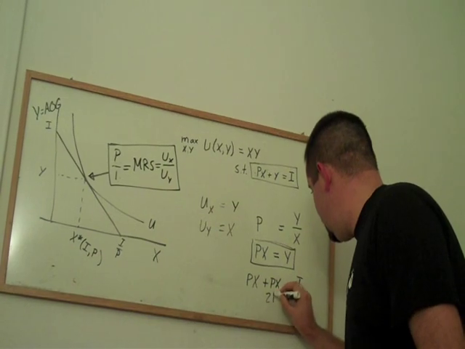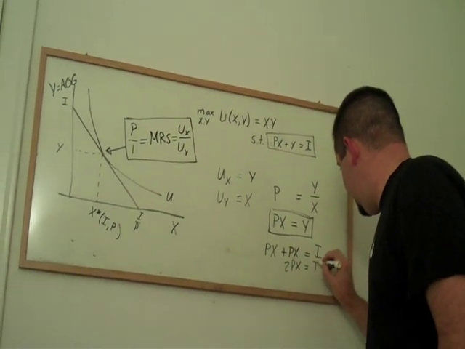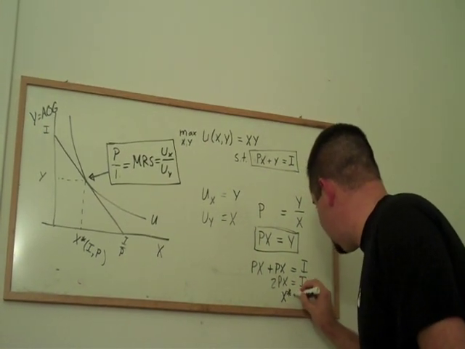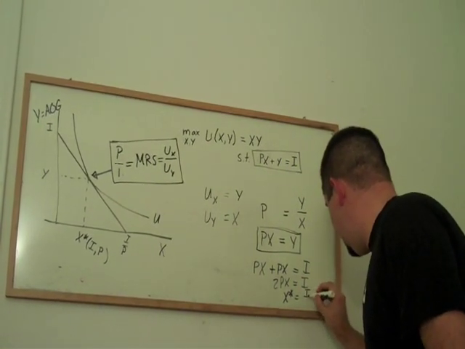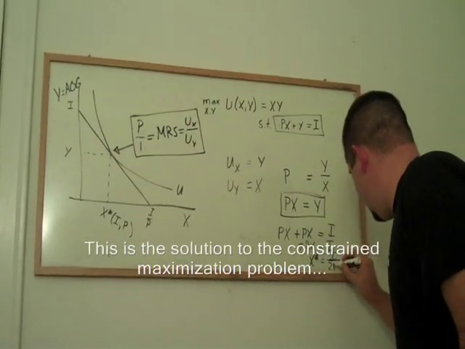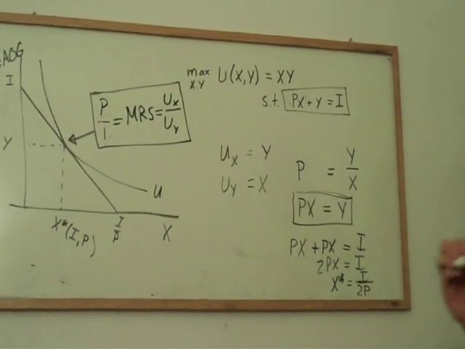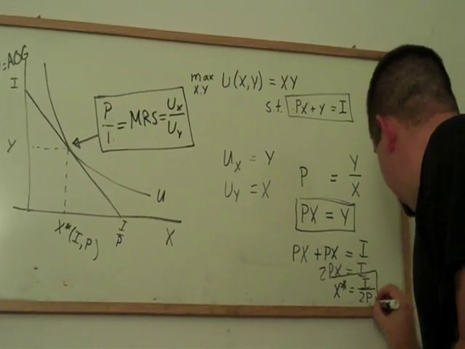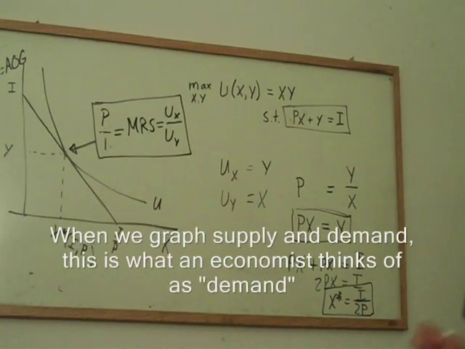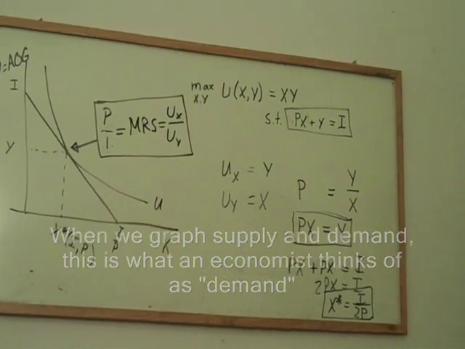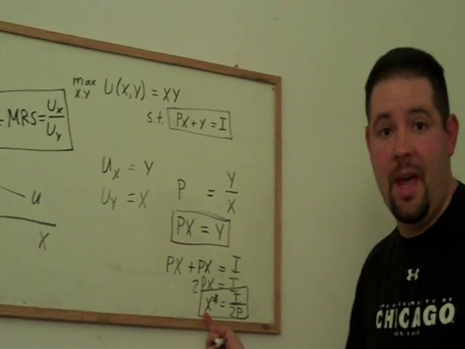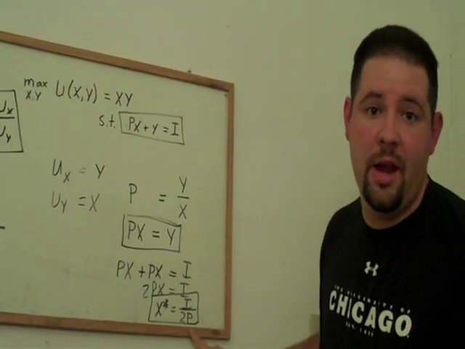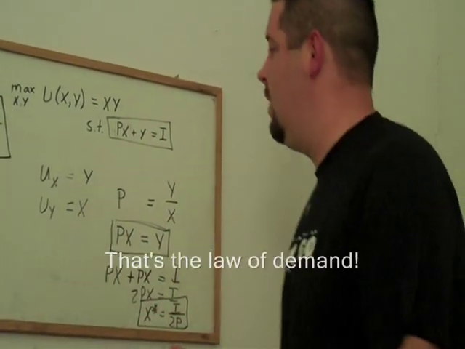That means that 2px equals our income. And moreover, x star, once we solve, equals our income divided by 2p. And so what we have here is a demand curve. If I give you an income, this tells you the relationship between the quantity of x demanded and its price. And another good thing about this, the higher the price, the smaller the quantity demanded.